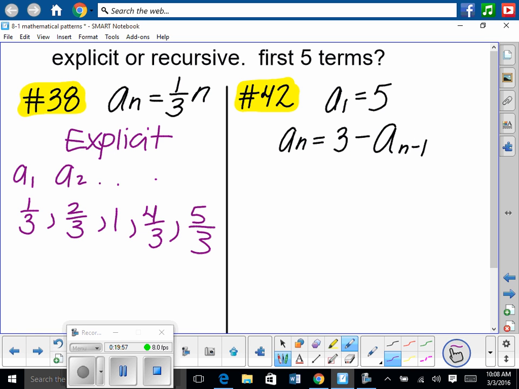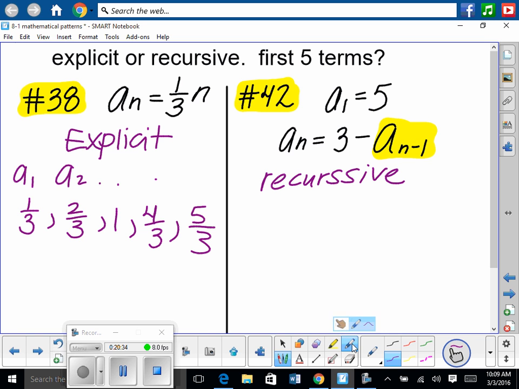So next one. This one you guys need to pay attention to. Okay, for sure. So number 42, we're given a sub 1 is equal to 5 and a sub n will be equal to 3 minus a sub n minus 1. Isn't this in terms of the previous term? This is a formula based on the previous term, which is recursive, right? Okay, so now watch. This is where some people get really thrown off. So make sure you're paying attention so that you really know. First of all, remind yourself, what is a sub n minus 1? Doesn't it mean the previous term in the sequence?